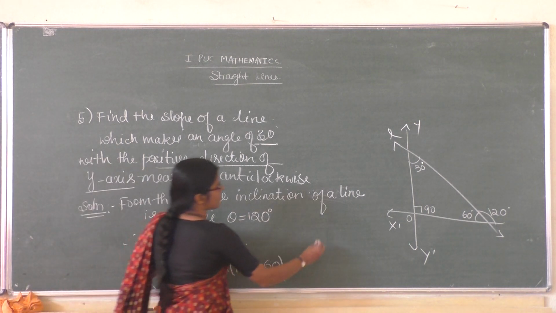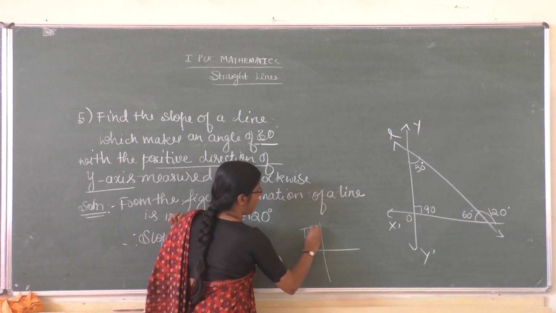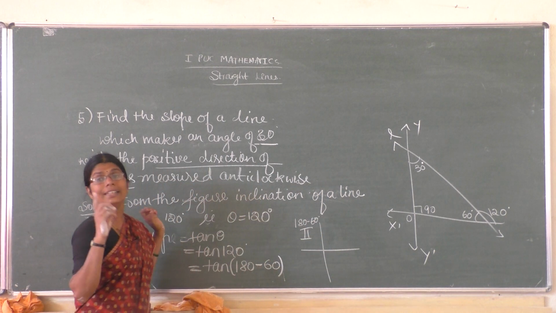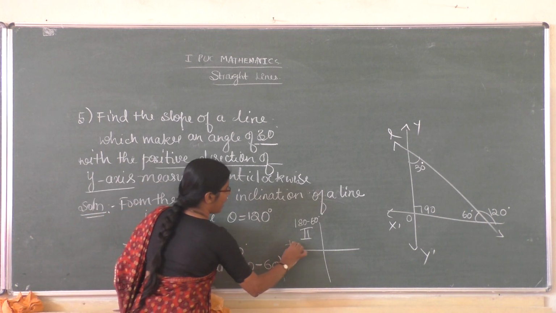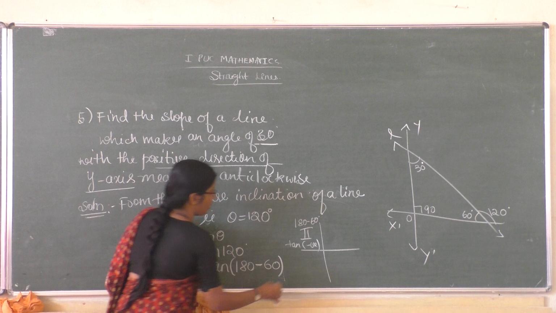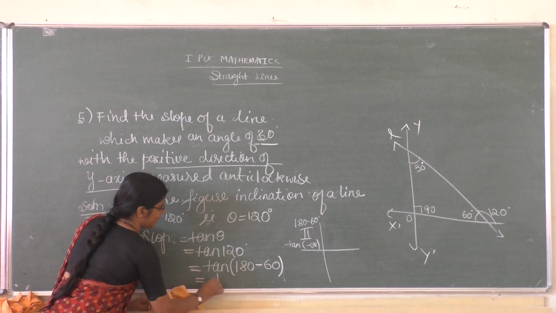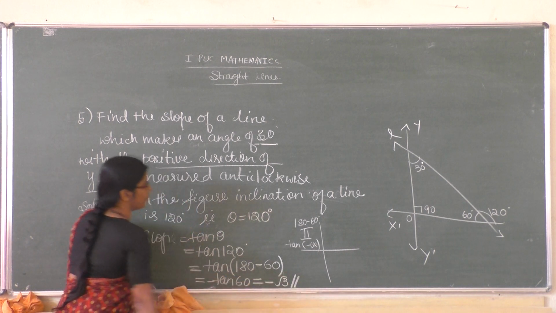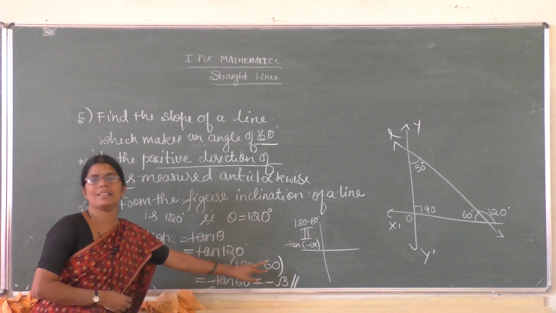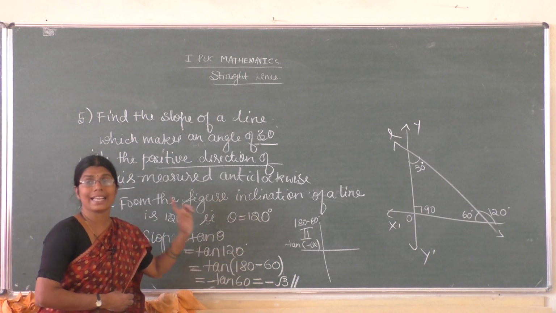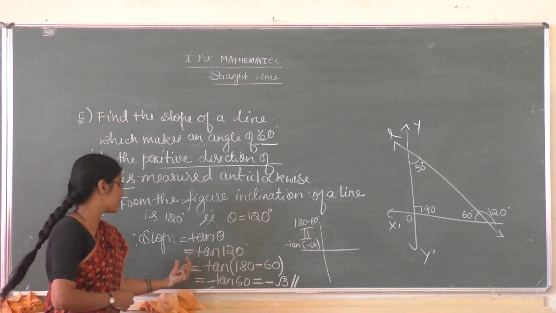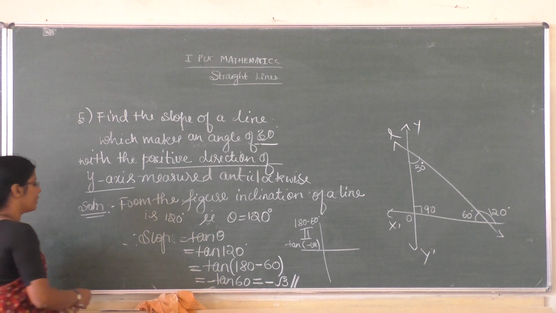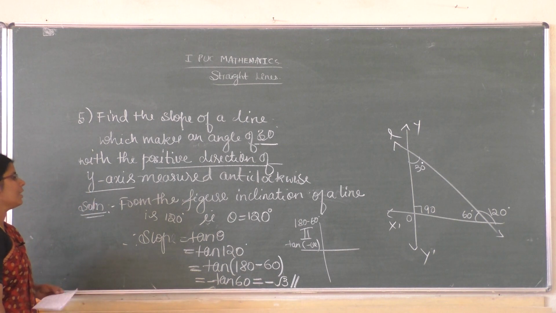Tan 180 minus 60 comes in which quadrant? Second quadrant, correct? 180 minus theta comes in the second quadrant. In the second quadrant, tan is negative, so here we get minus tan 60, and you know that is equal to minus root 3. So this is how we get the solution for this.